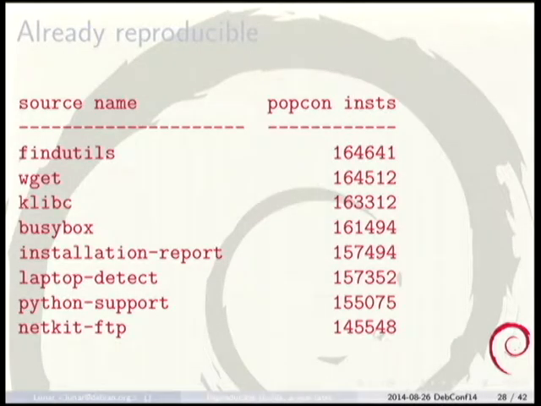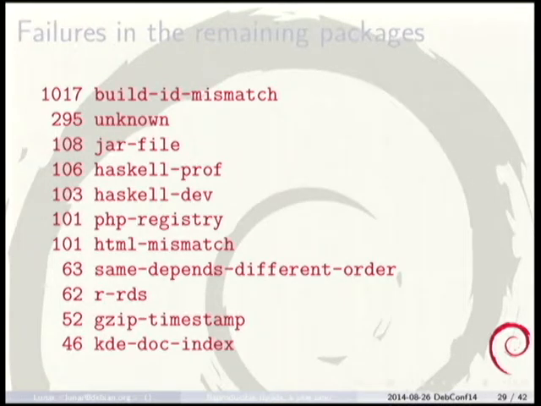To give you a couple of examples with that setup, findutils was reproducible, wget, calypso, busybox, Python support. So that's a couple of packages that were working well. For the failures that we identified in the remaining packages, the top failure is the DWARF file still having a mismatching build ID between the two builds, which probably is because of the build path, so either the package is not calling dh_strip or the build path is encoded in a way that the trick we used didn't work.